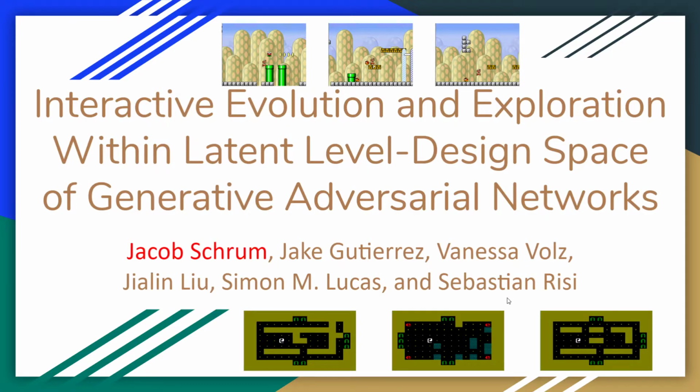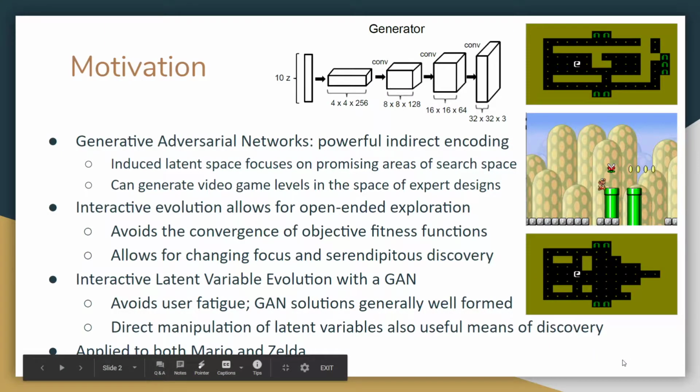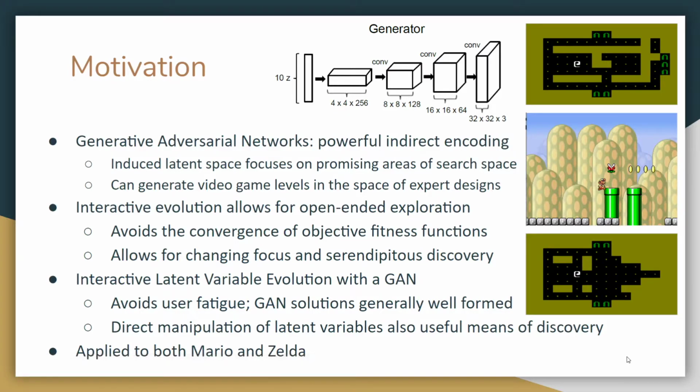So the motivation for this work is that generative adversarial networks are emerging as this powerful indirect encoding. They induce a latent space on a training set and allow you to focus on the promising areas of that search space. And it turns out you can generate cool video game levels that are new, but that are based on expert designs. And the new thing here is we're combining this with interactive evolution, which, as many of you know, allows for open-ended exploration.